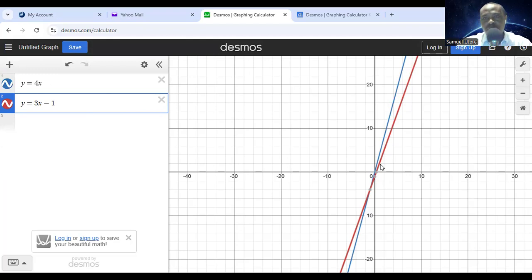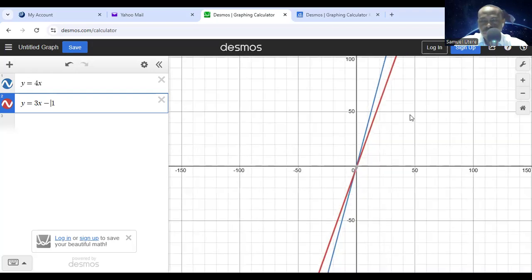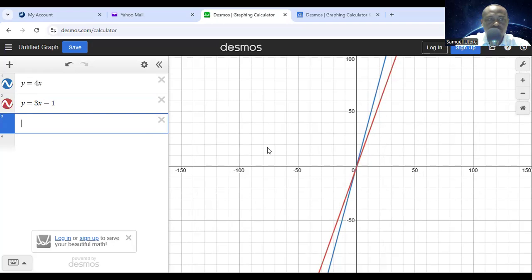Remember, the title of the lesson is to represent functions graphically. Okay, and then we can zoom out to see what's going on. Something I really want you to notice: have you noticed that this one here, which is red, is less steep than this one, which is blue? So the higher the number next to the x, the steeper it is. So 4x is steeper than the graph 3x minus 1.